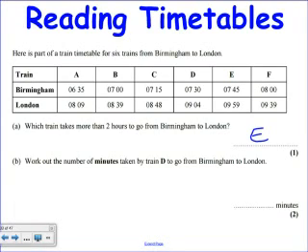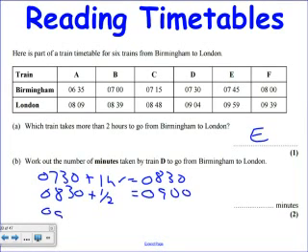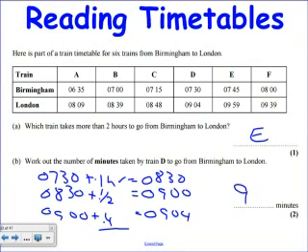Work out the number of minutes train D takes to get from Birmingham to London. Adam? 94. How did you do it? I added an hour. So 07:30 plus 1 hour gives 8:30. Then half an hour, so we're at 8:30 and we add another half an hour, which is 9 o'clock. And then at 9 o'clock I need to add another 4 minutes, 09:04. When you add these together, I've got 1.5 hours plus that, so that's 94 minutes. Very good. Happy with that? Excellent.